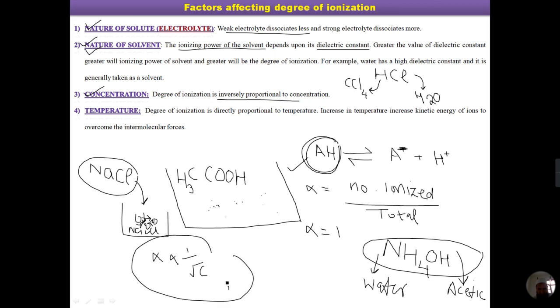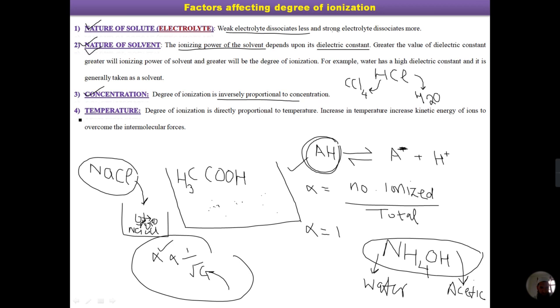That means if the concentration is less, the degree of dissociation will increase. But this relationship is useful for weak electrolytes. So remember Ostwald's dilution law: the degree of dissociation is inversely related to the square root of concentration. It applies to weak electrolytes like acetic acid, let's say ammonium hydroxide. So you can increase their degree of ionization or dissociation by simply diluting the solution, by minimizing the concentration.